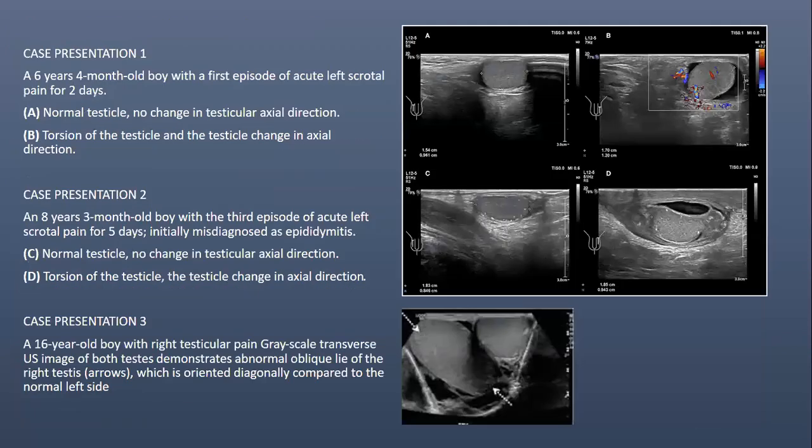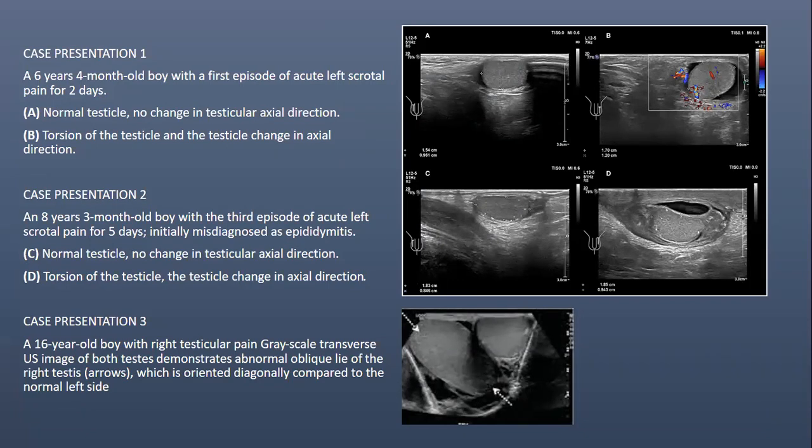So the next slide, I talk about the testicular position. I give some cases, which are three. One of it was a 4 months boy with a first episode of acute left scrotal pain for 2 days. So you can see the normal testicle in A, the upper image. That is no change in the testicular axial position.